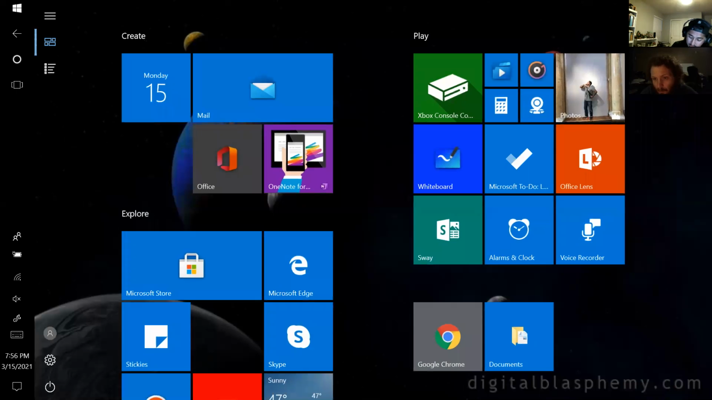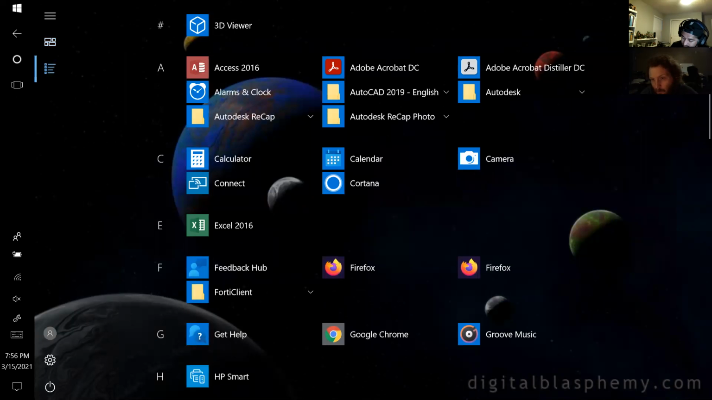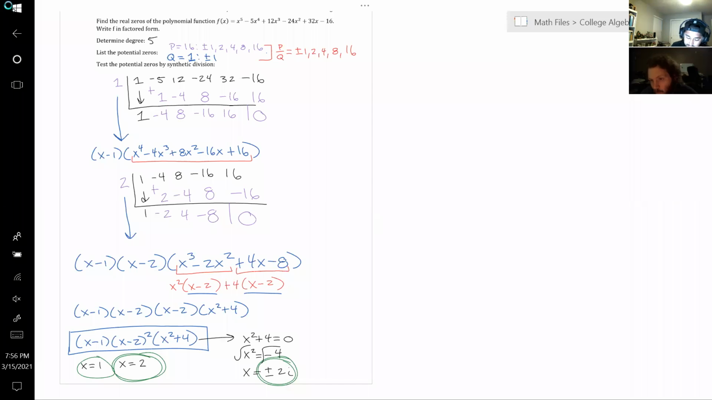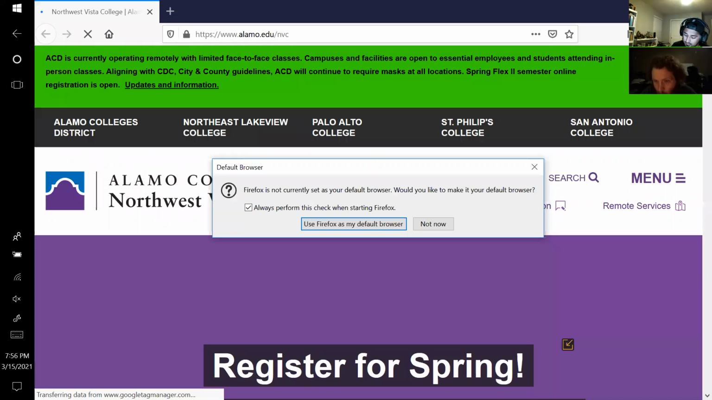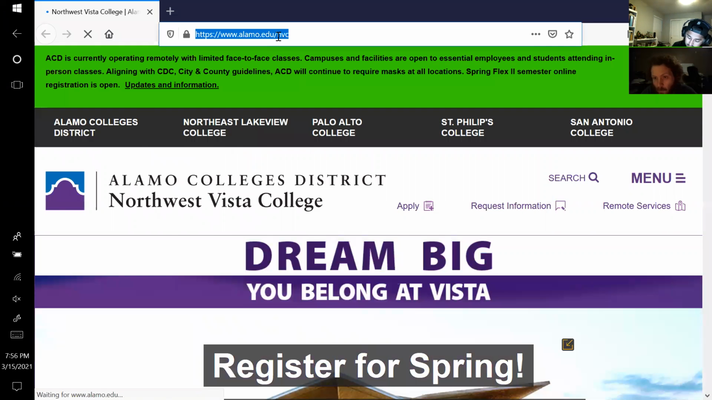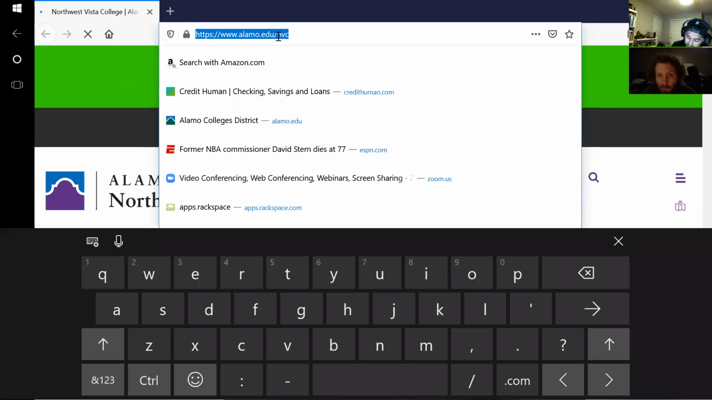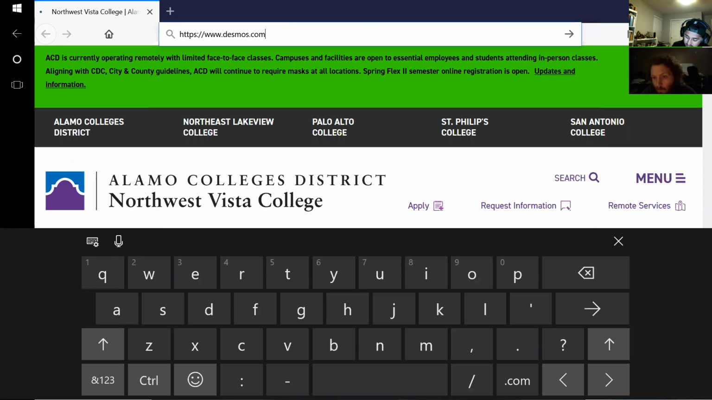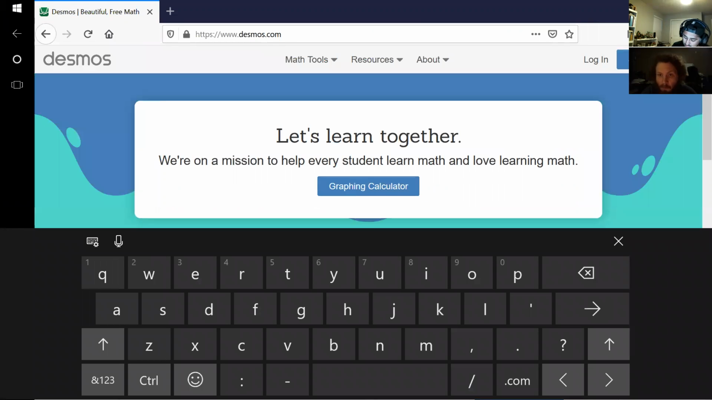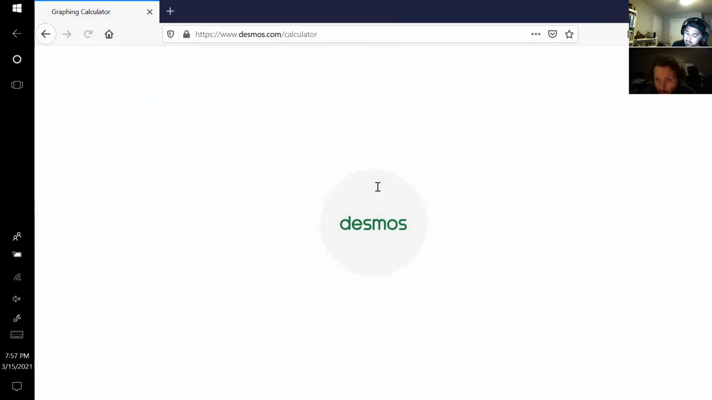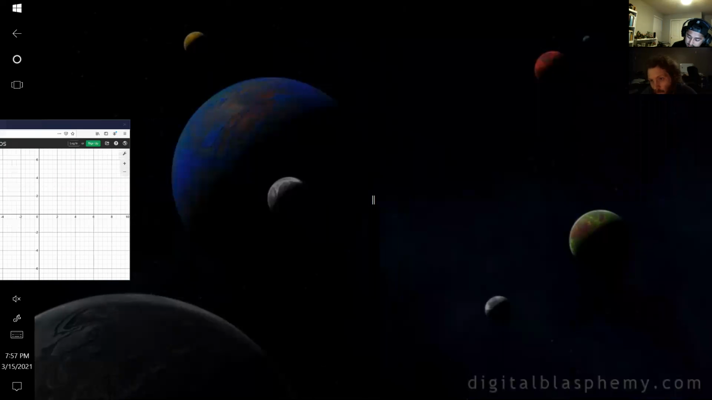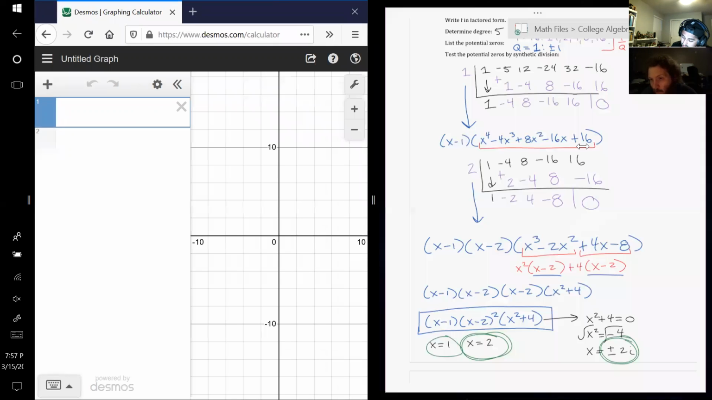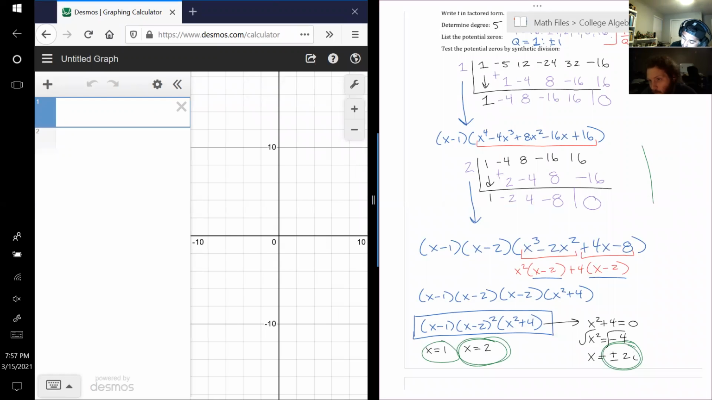I don't even have it open. Is it that Firefox? I don't even know. All right, one moment. Desmos, not the right browser. There we go. Graphing calculator. And let me bring that to the side.